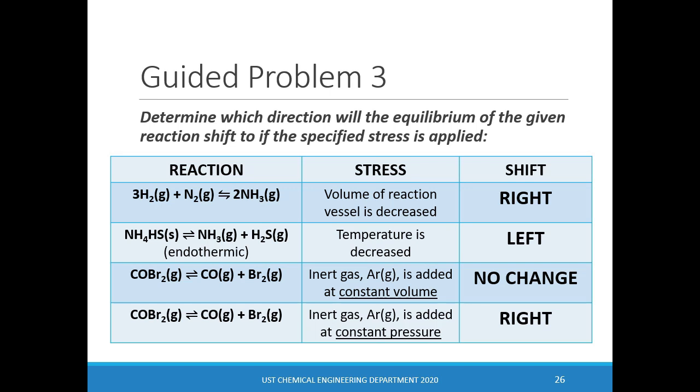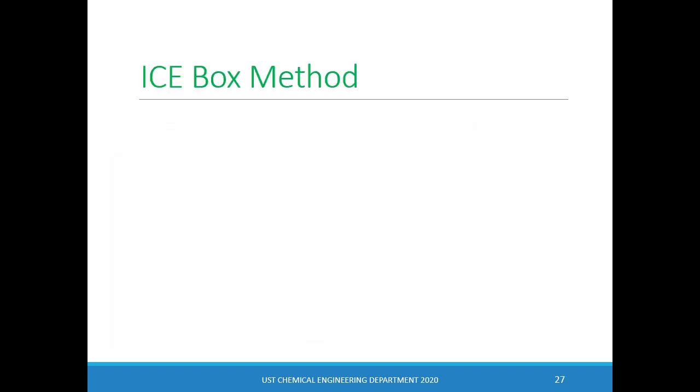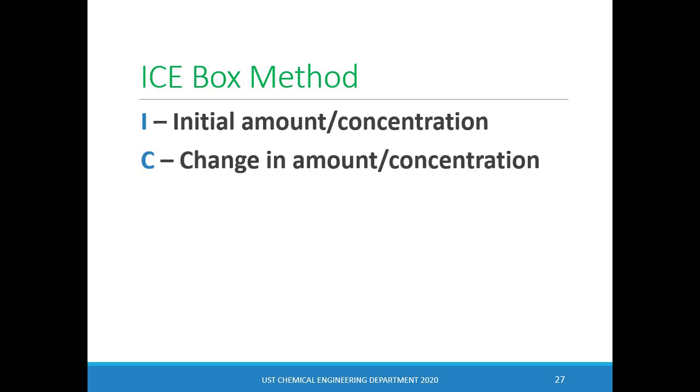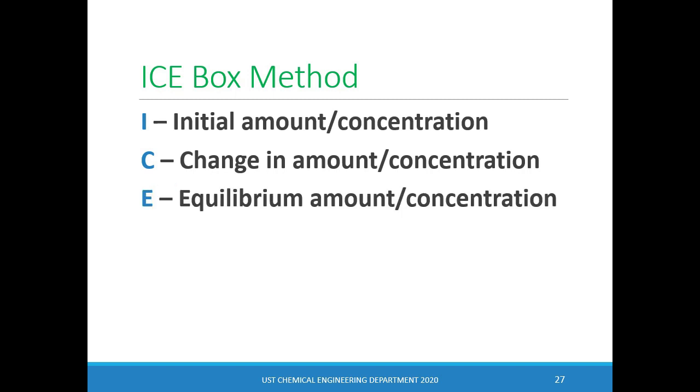Now let's discuss how to determine concentrations for a reversible reaction. Like I have said at the start, calculating the amounts of substances in reversible reactions is different from what we have been doing so far for unidirectional reactions. For reversible reactions, we use what we call the ICE box method to determine the concentrations of substances. This stands for initial amount or concentration, change in amount or concentration, and equilibrium amount or concentration.